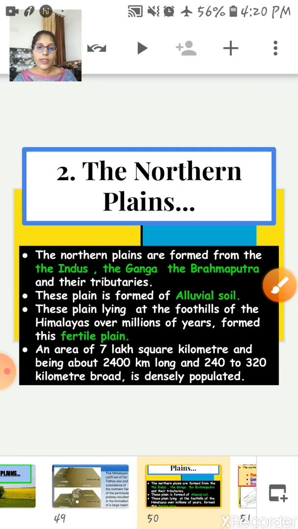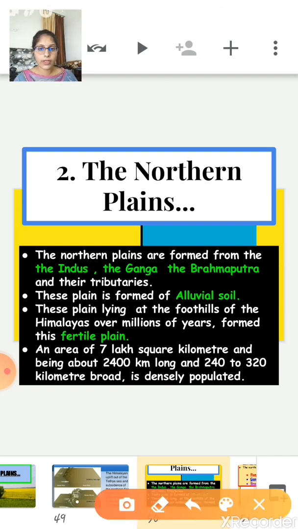Now the northern plains. If we talk about the northern plains, the northern plain was formed from three river systems. First one is the Indus, second is the Ganga river system, and the third one is the Brahmaputra along with their tributaries. Now this plain is basically composed of alluvial soil which has been deposited over millions of years.